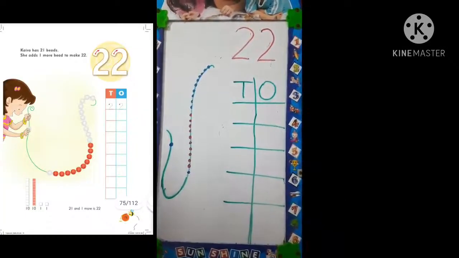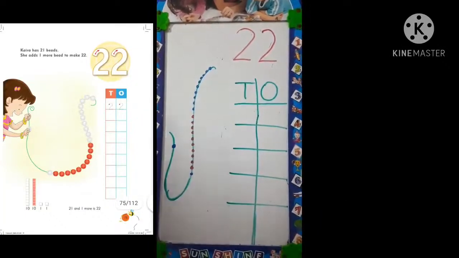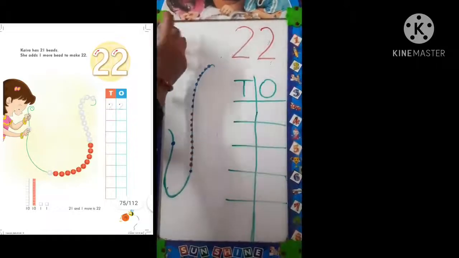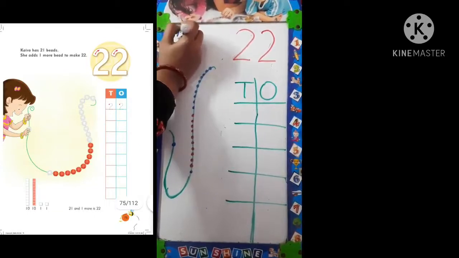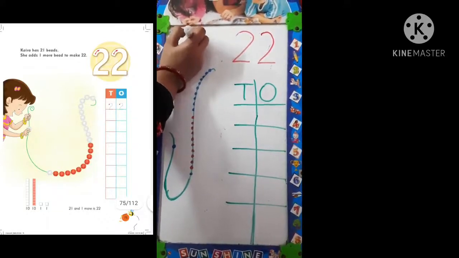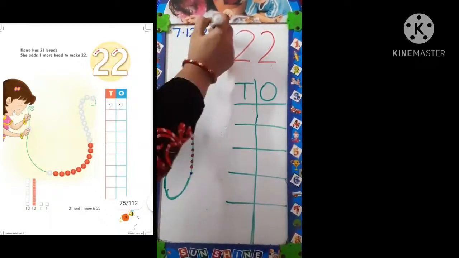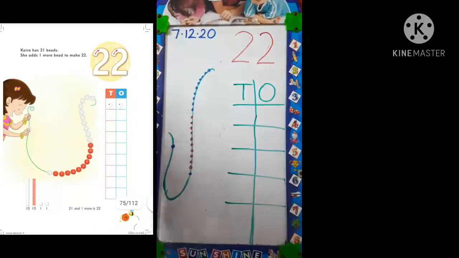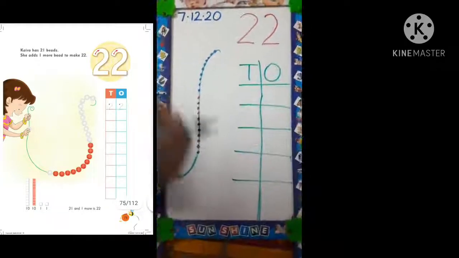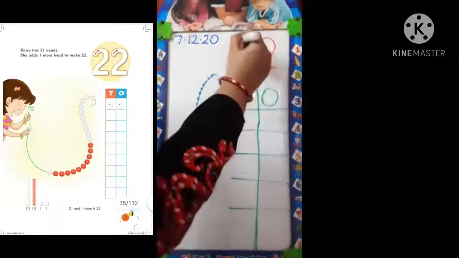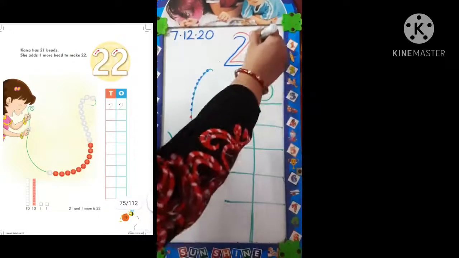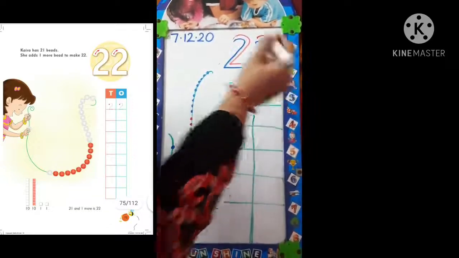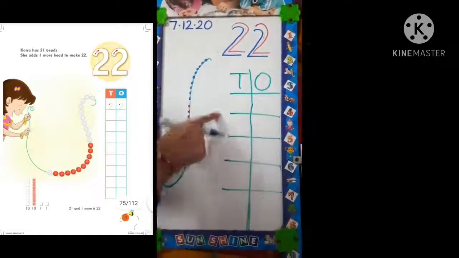This is page number 75 of the Maths workbook. First, we will start with the date. What is the date? It is 7.12.20. Then we will start writing in our workbook. First, we will trace number 22 in the big number 22 that is given in the workbook, and then after that, we will write it here.